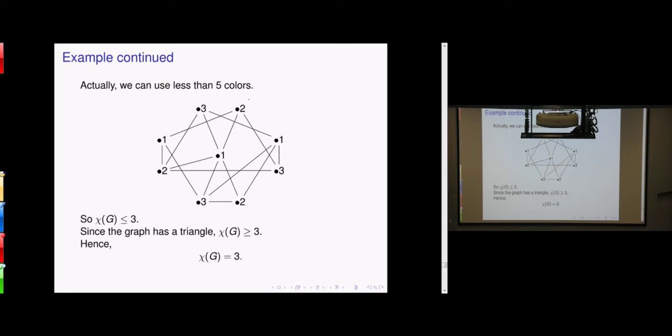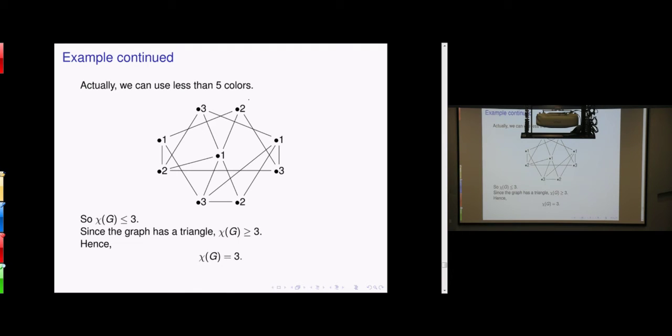If you have a triangle or an odd cycle, then you cannot have 2 colors. So at least 3. Therefore, the chromatic number of this graph is 3. But the upper bound algorithm tells us it's at most 5. It's correct, right? If it's 3, it's less than 5. But it's not the optimal, right? Yes, you can color it using 3 colors. You don't need 5.